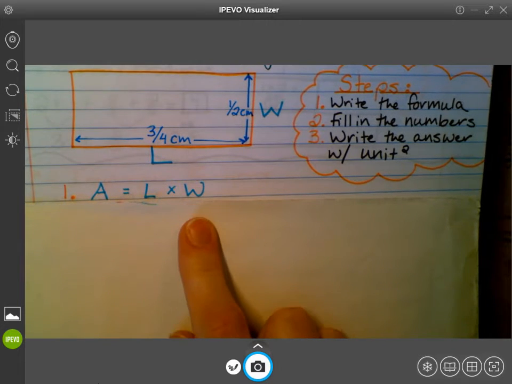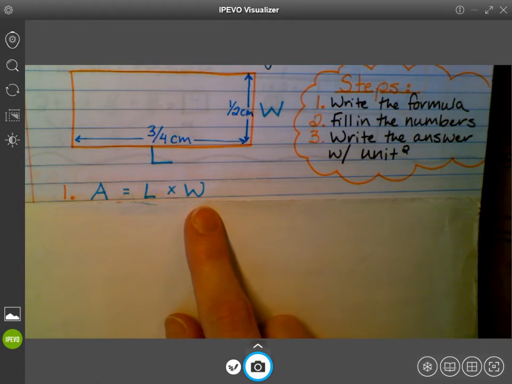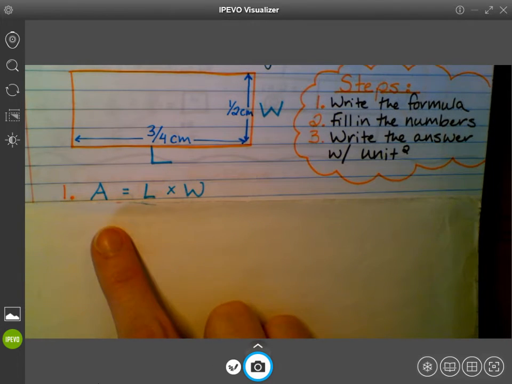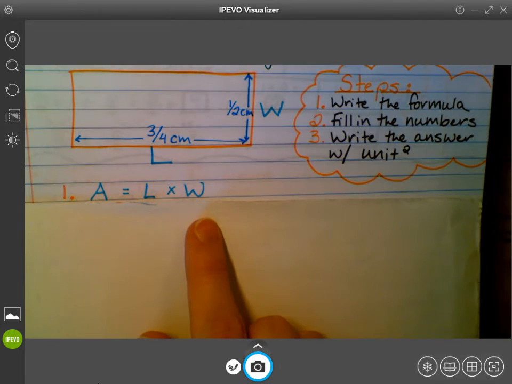Now, 5th grade, is this how we find the area of every single type of shape there is? No, there are actually different formulas depending on the shape. But for rectangles, this is the formula we use. Area equals length times width. Give me a thumbs up when you have that formula written down. Awesome. Good.